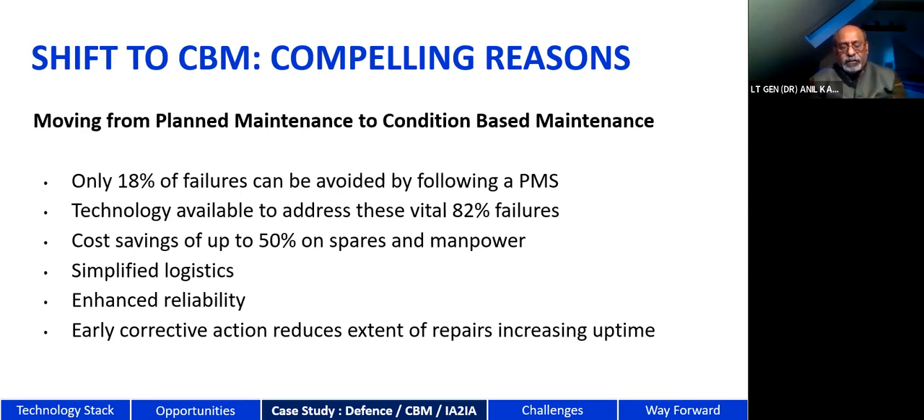And what has been seen by statistics, only to maybe complete this case study, is that only 18% of failures can be avoided by using preventive maintenance systems. So if you were to create a preventive maintenance system around any equipment, around any technology, it will only account for 18%. The balance 82% get addressed by technology solutions. And the cost saving in terms of spares and manpower is 50%. Your downtimes go down that much. The logistics becomes simplified, the reliability gets enhanced, and it's early corrective action.